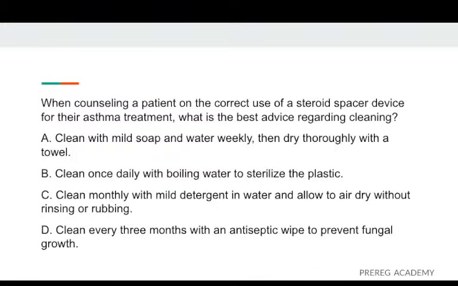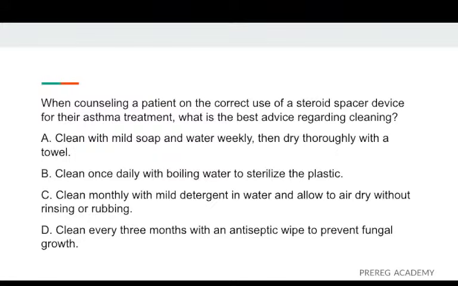So what have we learned about spacers? We've learned that it should be replaced every 6 to 12 months. It should be cleaned once a month by washing with a mild detergent and allowed to air dry. And spacer devices used with MDIs should be used by inhaling slowly and deeply, unlike dry powder inhalers, which patients would need to inhale quickly.